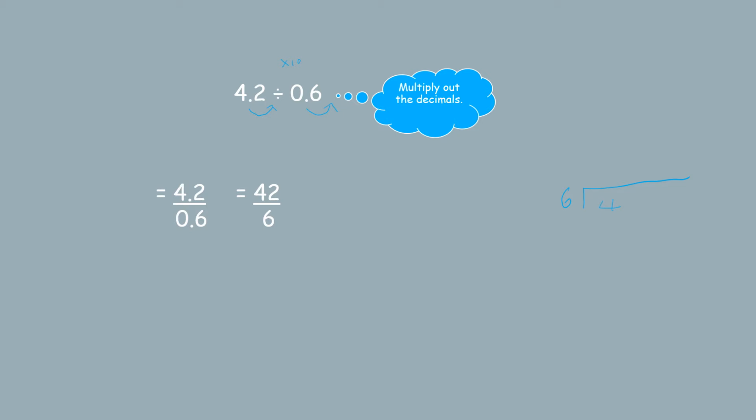So dividing decimals is really straightforward. What we need to do is just multiply out the decimals. So in this example here, we've got 4.2 divided by 0.6. And if we times both of these numbers by 10, we're going to move this decimal to the right once, which will give us 42/6.